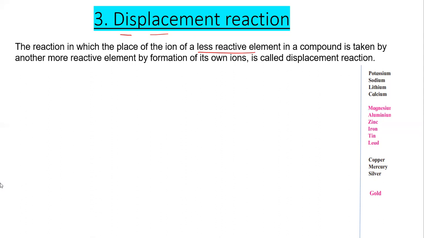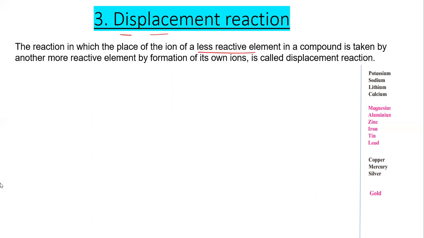So it will take place if one reactant is more reactive than the other one. If both are of same reactivity, then it cannot displace. If one is more reactive than the other, then only it can displace the less reactive element in the compound, and the more reactive element will take the place of the less reactive element. Such type of reaction is called a displacement reaction. This displacement reaction is also called a single displacement reaction.